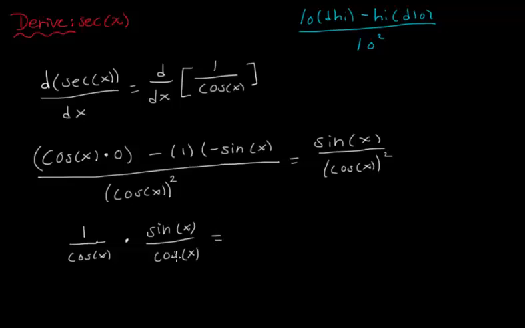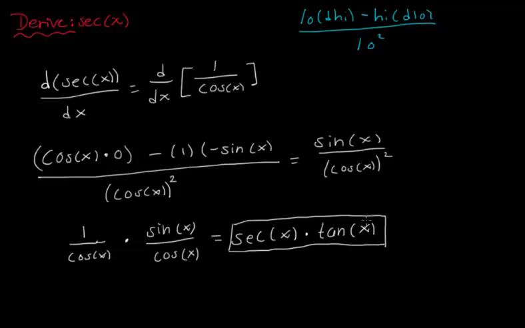So, well, let's think about this. So 1 over cosine of x is secant of x. So secant of x times, well, this is an easy one, sine of x over cosine of x. We know that's just tangent of x. So there we go. We've derived the derivative of secant of x, and that winds up being secant of x times the tangent of x.